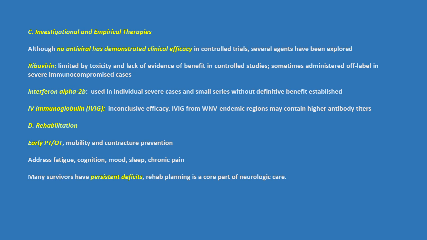And finally, rehabilitation. Early PT/OT, mobility and contracture prevention is important. Address fatigue, cognition, mood, sleep, and chronic pain. Many survivors have persistent deficits, and rehab planning is a core part of neurologic care.